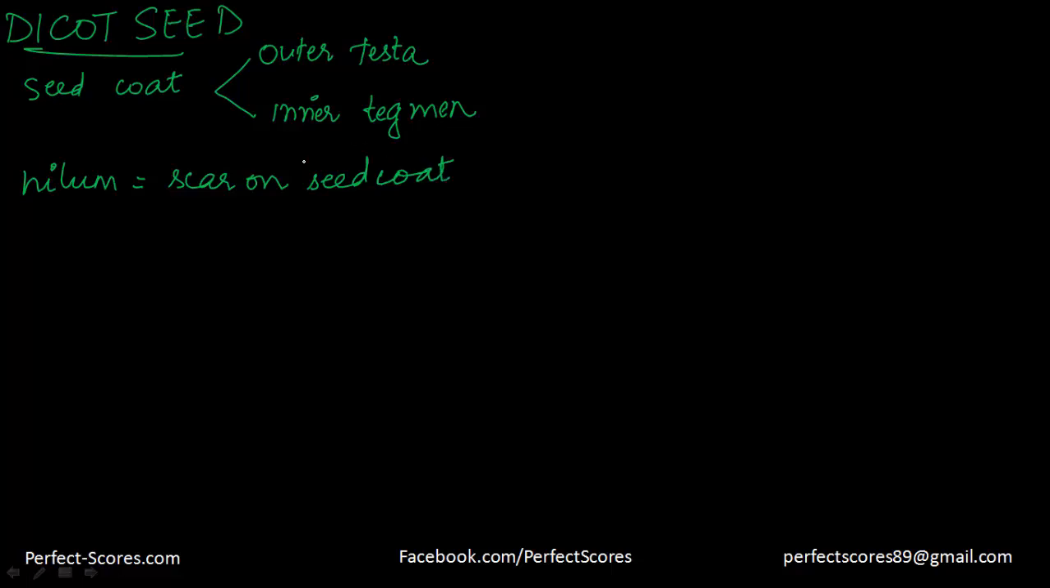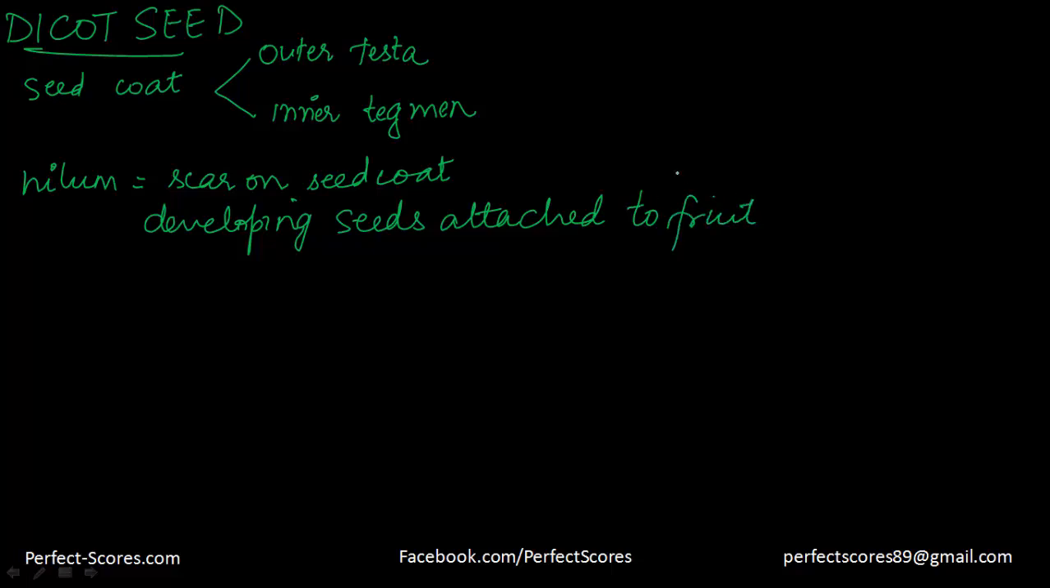And this is through which the developing seeds are attached to the fruit. I'll draw an example. For example, take a black gram. The seed will look more or less like this. Here is where you will find that scar. This is the hilum.